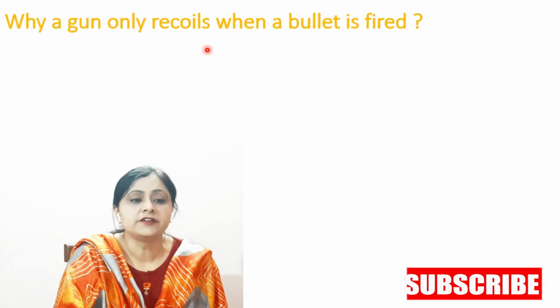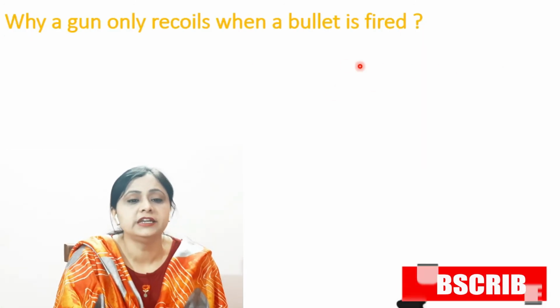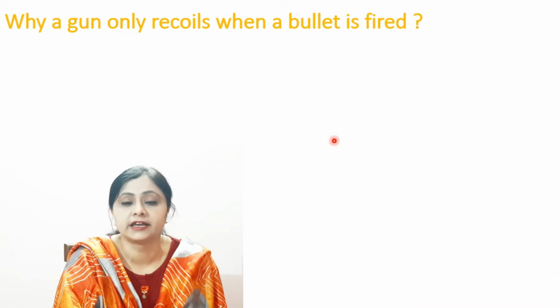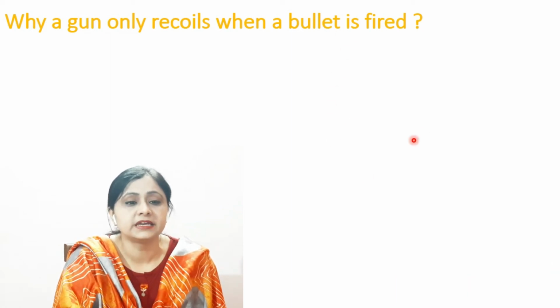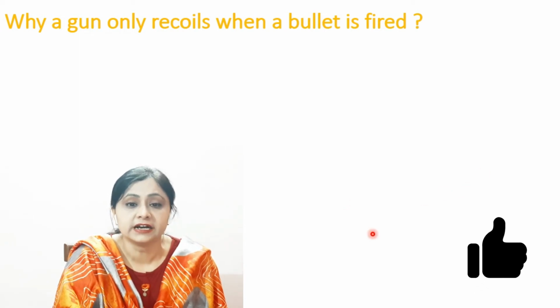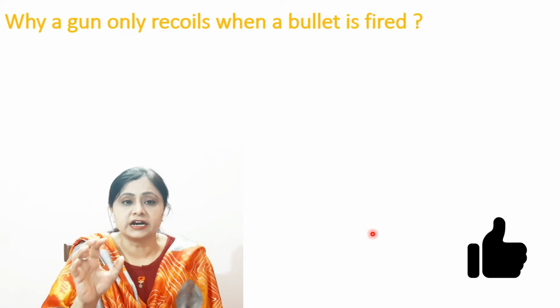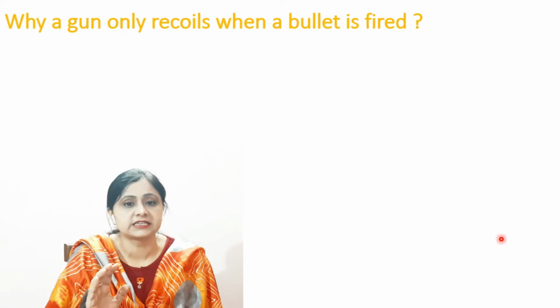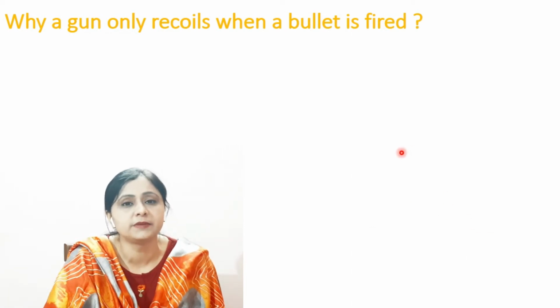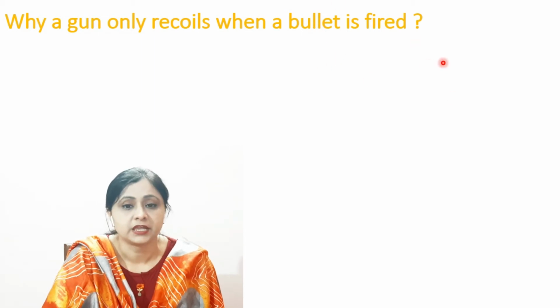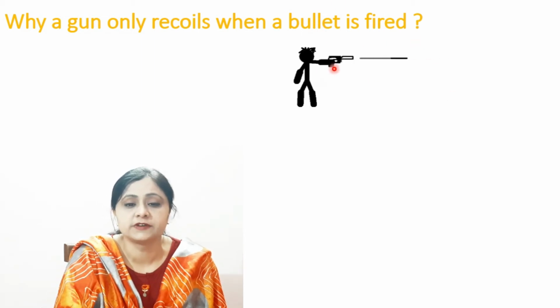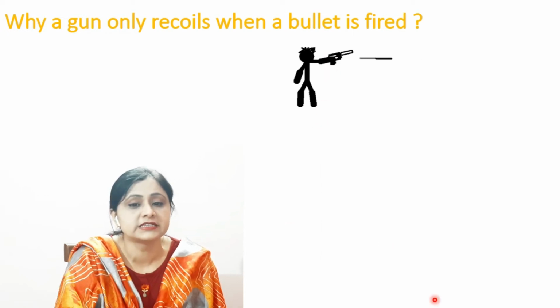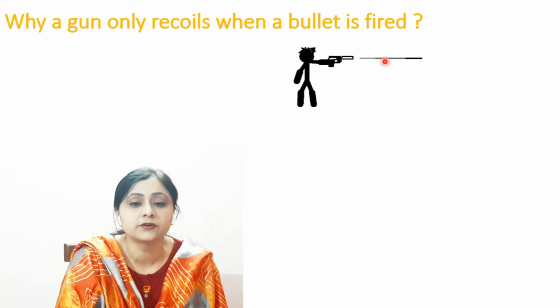Now I will take why a gun only recoils when a bullet is fired. Now what is happening in this? You can check that whenever the gun is there, the gun will have less acceleration, while the bullet will have more acceleration. Now you can check in this figure what is happening here. The bullet is traveling more distance and the gun is only recoiling.